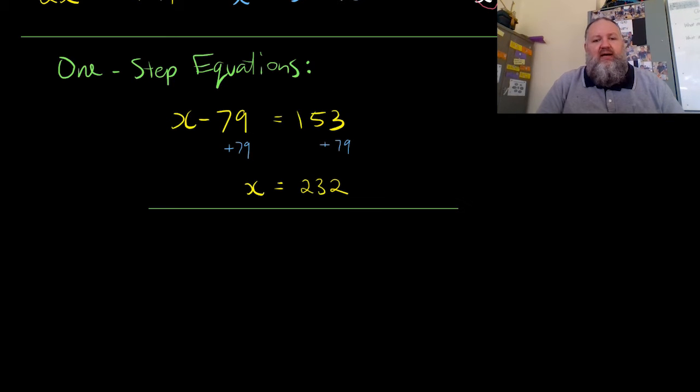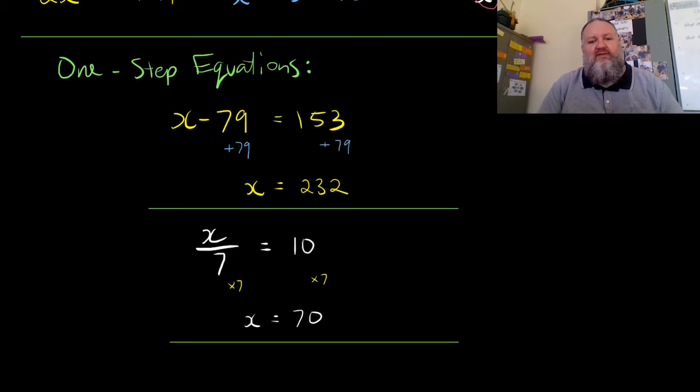Okay. Similarly, here I have x over 7 is equal to 10. Same questions. What's our unknown? It's x. Is it by itself? No, it's not. What's happening to it? It's being divided by 7. So what's the reciprocal, or the opposite, of being divided by 7? Well, it would be multiplied by 7. So I'll multiply both sides by 7 and I'll get that x is equal to 70. Okay, very simple when you only have a one-step equation. There's only one step until you get your answer.